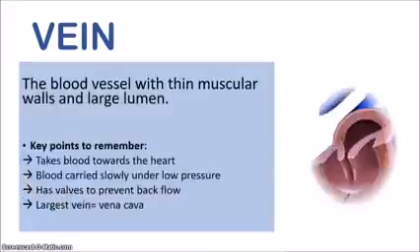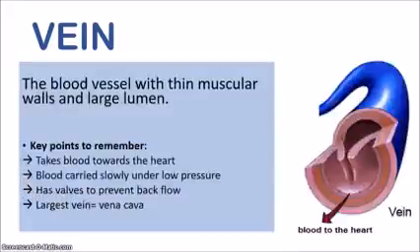Now, the vein is the blood vessel which has the thinner muscular walls and the larger lumen. So you can clearly see that in the diagram. And the key points to remember about the vein is that it's carrying blood towards the heart. You will normally have veins carrying blood towards the heart. So this would include the pulmonary vein on the left hand side and the vena cava, which is the largest vein on the right hand side of the heart.